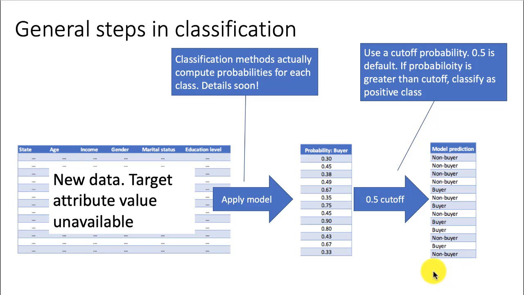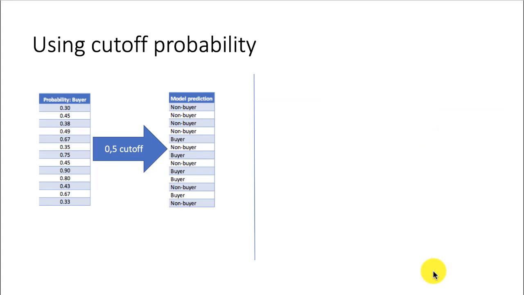So let's look at some examples of using different cutoffs. Now we already saw the result when we use a 0.5 cutoff. It should be a dot, not a comma. This is a 0.5 cutoff. Then it gives this classification.